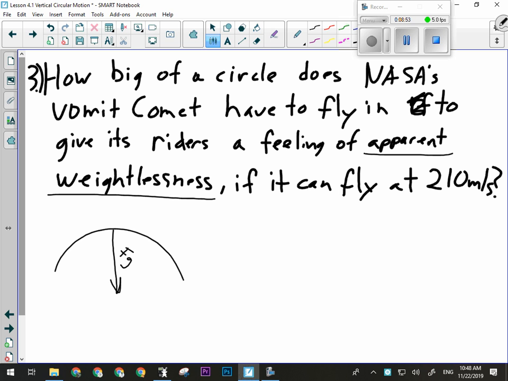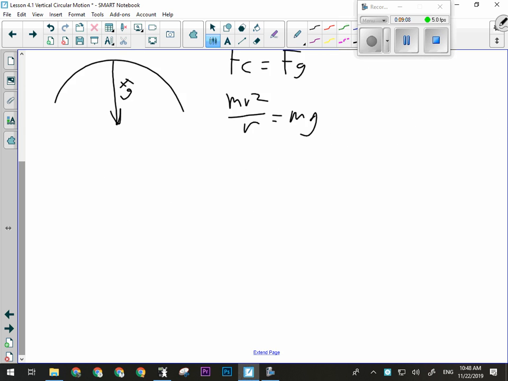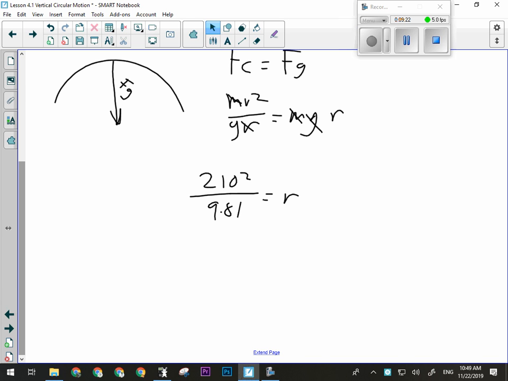So that means then that Fc equals forces in, gravity, minus forces out. Nothing. So we're left with Fc equals Fg. And that'll be mv squared over r equals m times g. We're looking for the radius of the circle this time, so we just manipulate for r. So we bring it over here. Mass will cancel. g will end up underneath. And we'll have 210 squared divided by 9.81. That'll give us our radius.